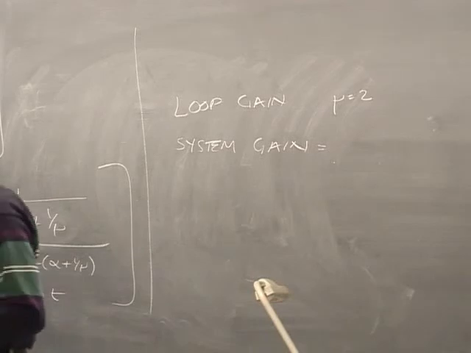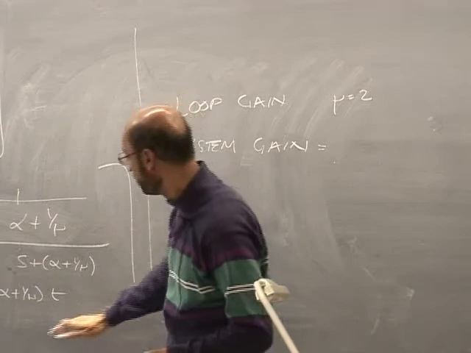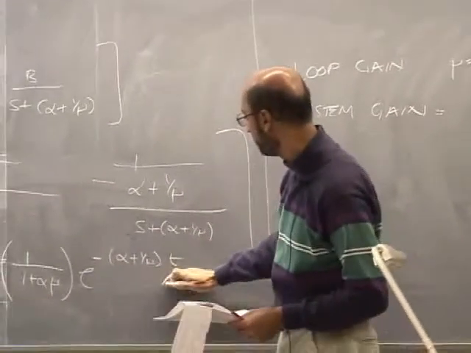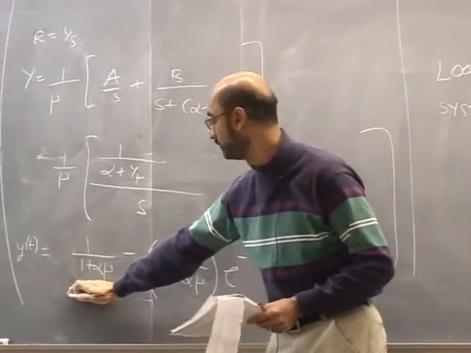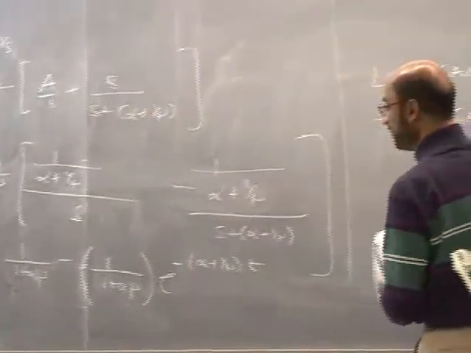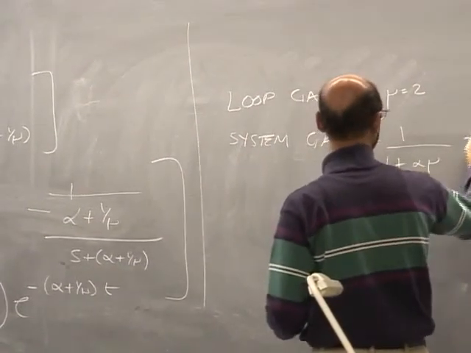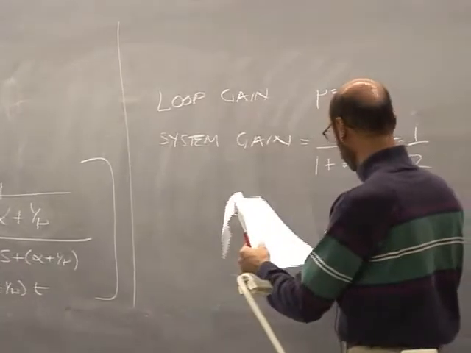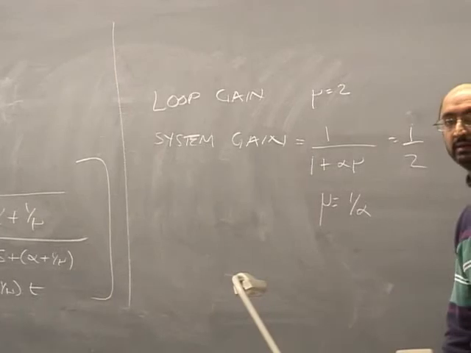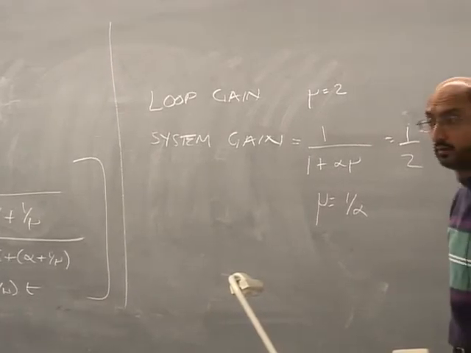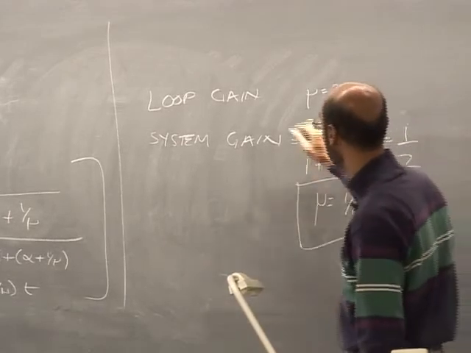I give a step input, what is the asymptotic output? So this is a decaying term over here. This term over here is e to the minus alpha, whatever, doesn't matter. This whole thing is decaying. So that's actually the steady state response to a unit step. So the system gain is going to be 1 over 1 plus alpha mu, and you want this to be a half, which means that mu equals 1 over alpha is what you want. Okay, so the system gain is half when mu equals 1 over alpha.